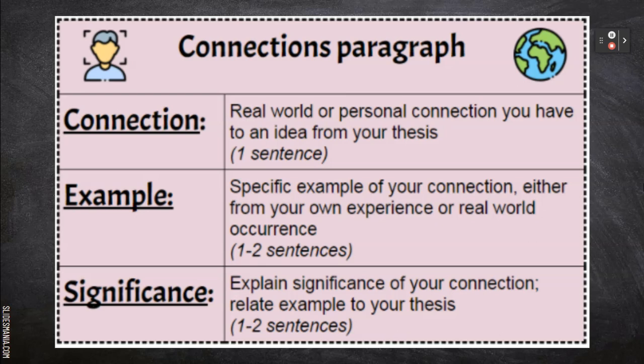Next, you give a specific example of that connection. So, for this essay, maybe you give an example from your own life when you tried to escape something. Or if it's a real world connection, maybe you give an example of something you saw on the news, right? Then you finish this connections paragraph with a significance statement. Explain the significance of this connection, relate it back to your thesis. This paragraph is also short, like 3-4 sentences.